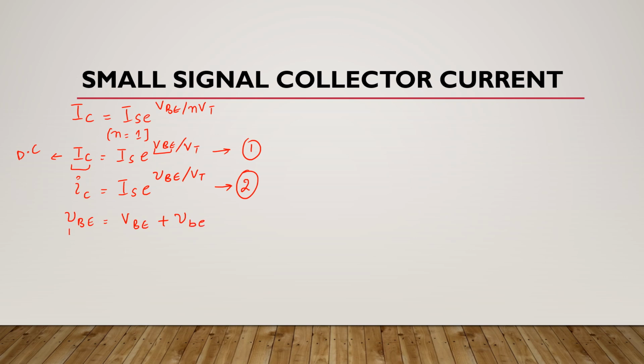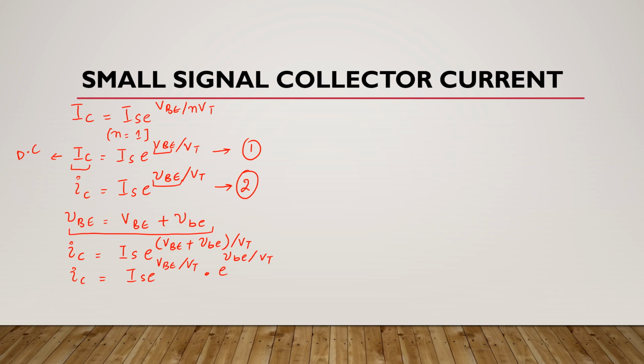Now if we substitute this value of instantaneous base to emitter voltage here in equation number 2, we get instantaneous collector current is equal to IS e raised to the power DC voltage plus AC voltage divided by thermal voltage. Now if we open this bracket, we get instantaneous collector current is equal to IS e raised to the power DC base to emitter voltage divided by VT, multiplied by e raised to the power AC base to emitter voltage divided by VT.